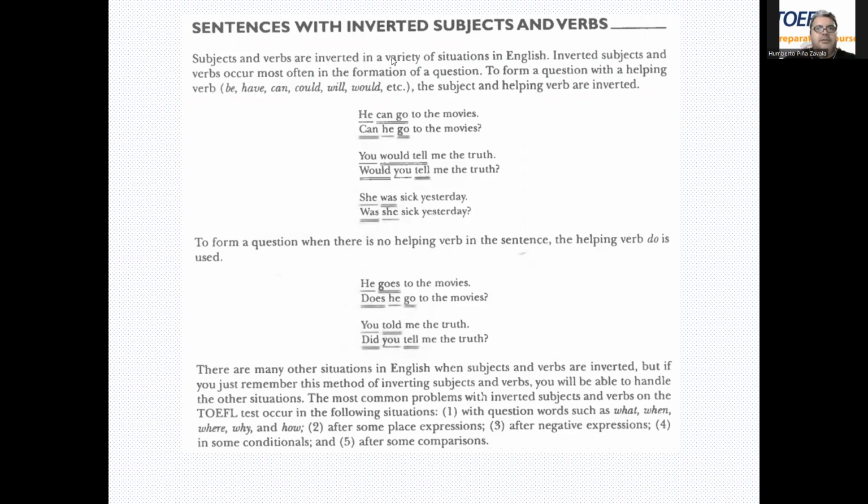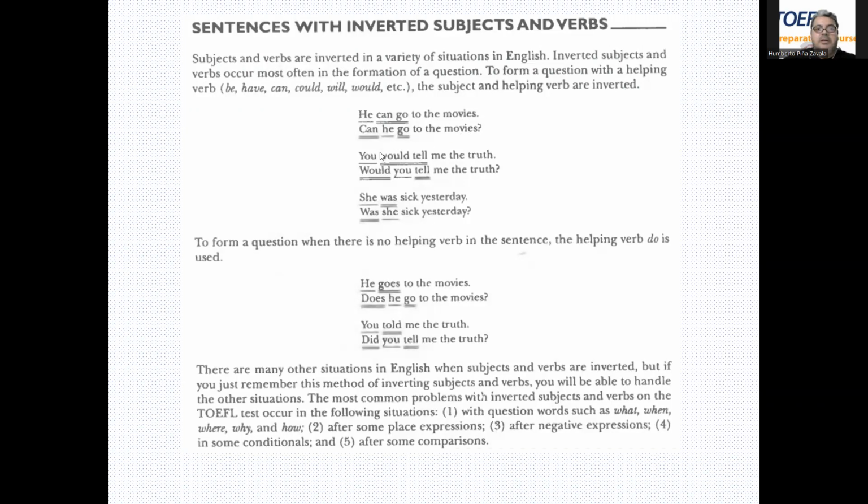Subjects and verbs are inverted in a variety of situations in English. Inverted subjects and verbs occur most often in the formation of a question. To form a question with a helping verb, be, have, can, could, will, would, and so on, the subject and the helping verb are inverted. For example, he can go to the movies, right? That's a sentence. Can he go to the movies?